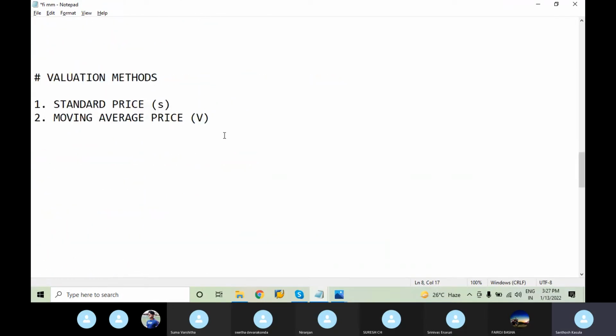Now we have valuation methods. We have two valuation methods: standard and moving average price. Standard indicates S and moving average indicates V. Standard price means we have fixed prices. Mostly standard price is allocated to semi-finished and finished goods.